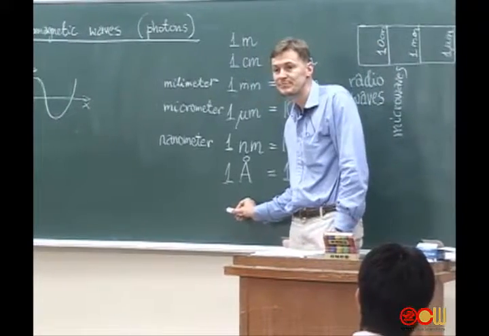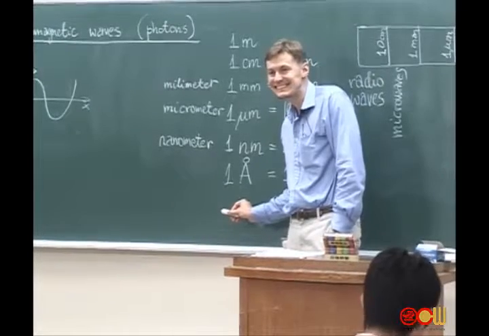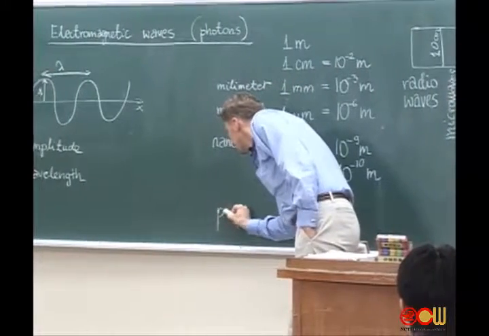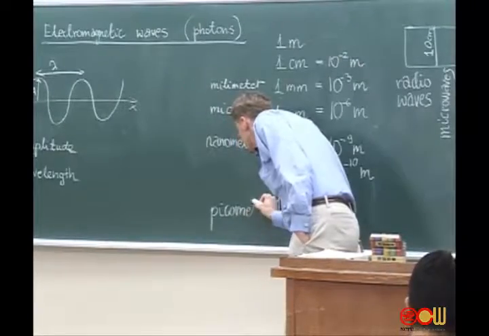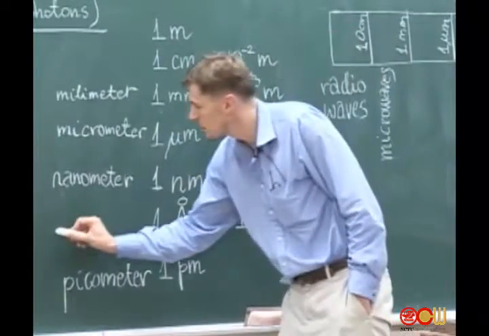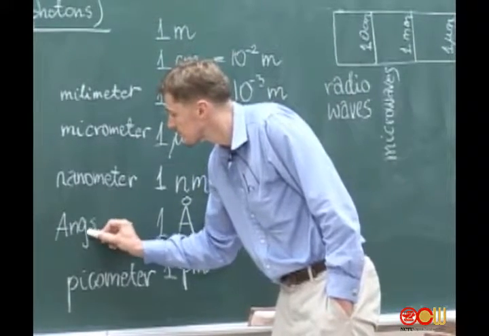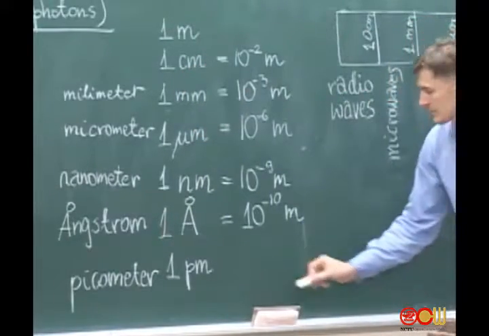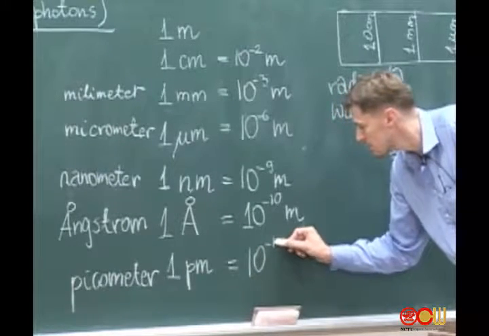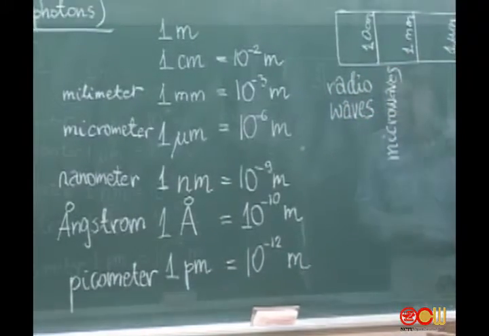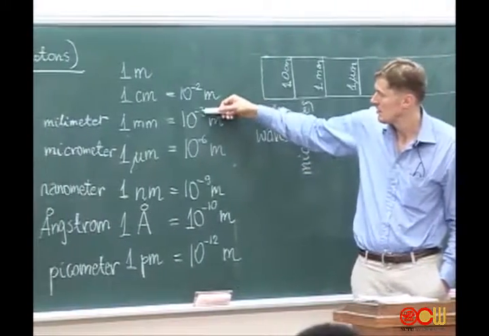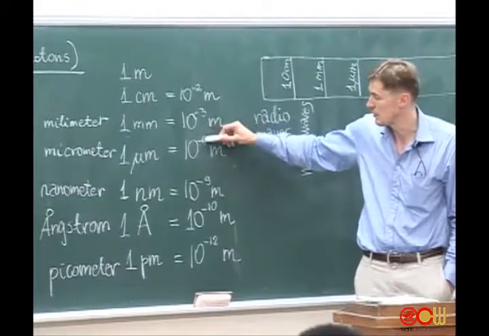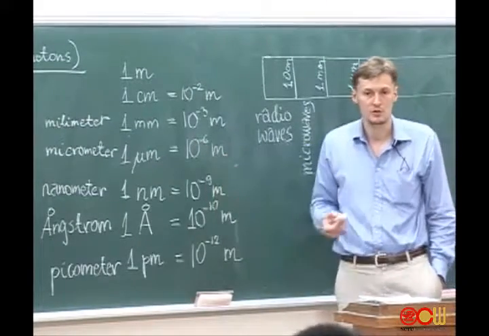The next one? One pm, which is called picometer. This was called angstrom. Which is equal to 10 to minus 12. Okay, as you see, 3, 6, 9, 12, with the one exception of the 10. This is going every 3, 3, 3, but there is one exception of 10 to minus 10 that is between.